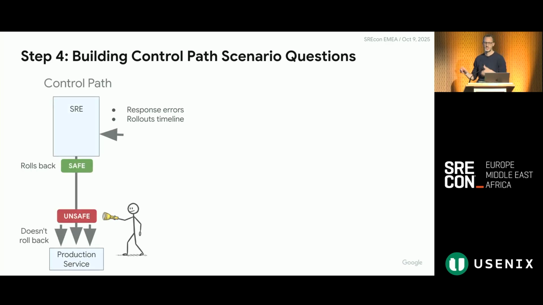In a control path scenario, the controller does the right thing. It rolls back when the production service is returning errors, so there is no UCA. However, something happens along the control path. Someone was mentioning earlier that this can happen. And the control process still gets the UCA. We'll talk about how that might happen in a minute.